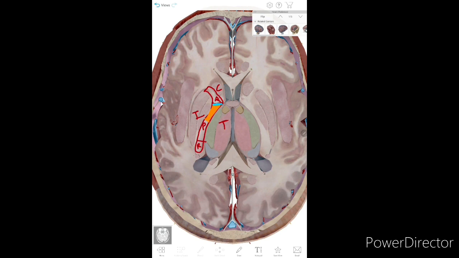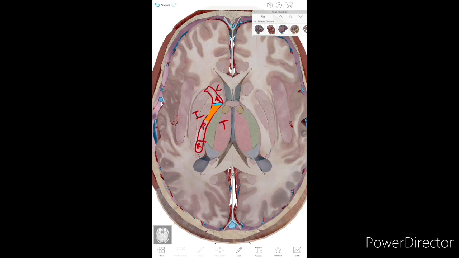You can see the retrolentiform part is situated quite posteriorly near the occipital lobe, and the occipital lobe is concerned with vision. So through the retrolentiform part, the optic radiations pass, and the sublentiform part will be towards the temporal lobe. And we know that the temporal lobe is concerned with audition. So through the sublentiform part, the auditory radiations pass.